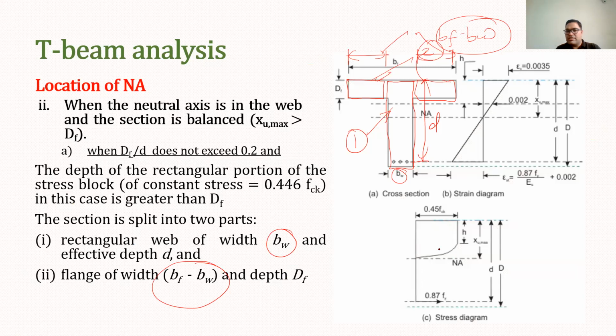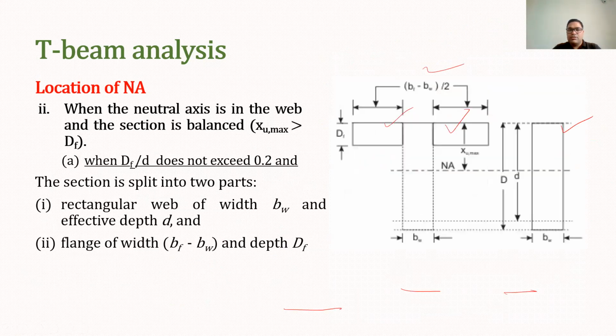Yes. So in that scenario, you can see the whole flange is under constant stress, which means it is having stress as 0.446 FCK. So that is why sometimes we can write this as a round off value, say 0.45 FCK. So that is why we are taking stress in concrete in case of flange as 0.45 FCK.